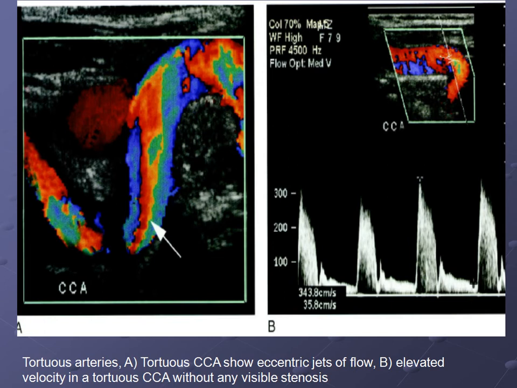Tortuous arteries can result in eccentric jets of flow, like the example here. This is a very tortuous artery resulting in multiple different kinds of colors. You should be careful with these tortuosities, especially in elderly patients, who are more prone to having tortuous arteries than young patients. The elderly can have tortuosity أكثر.